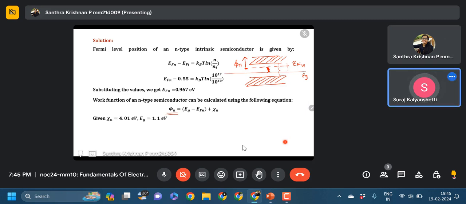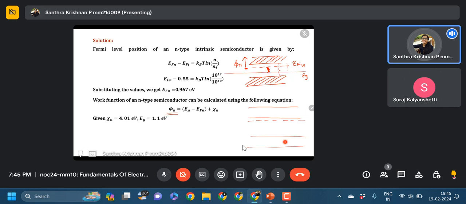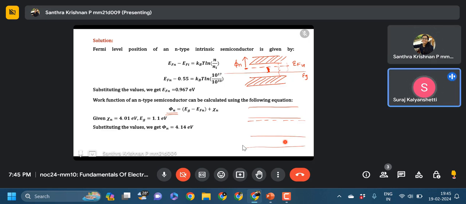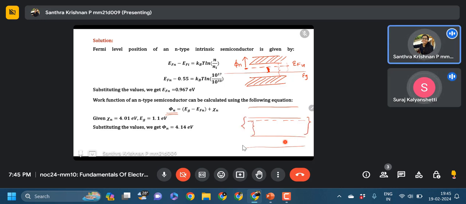EFn you want to find out, right? EFn to the affinity is your work function of the semiconductor, correct? So now you have EFi as 0.55 in an intrinsic semiconductor. For finding EFn you just add EFi plus that value you got. Yeah, I got it. This entire thing is your EG, and whatever EFn, everything we are taking with respect to the valence band, that is taken as 0.